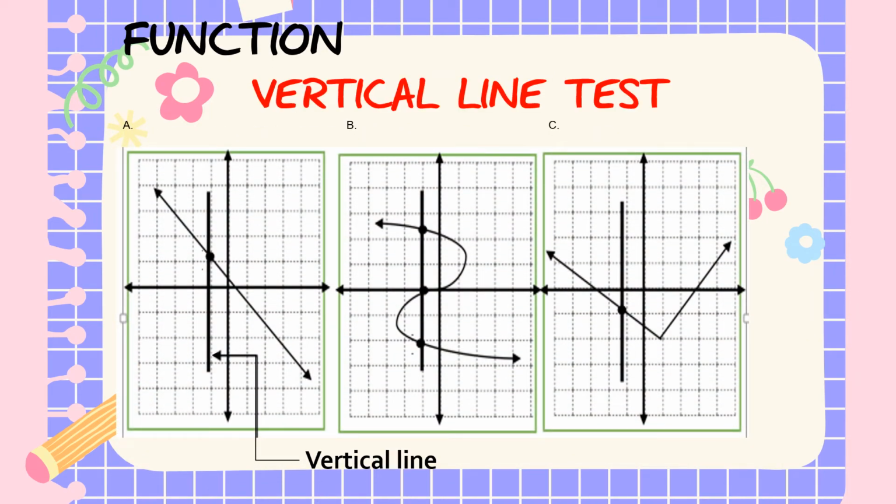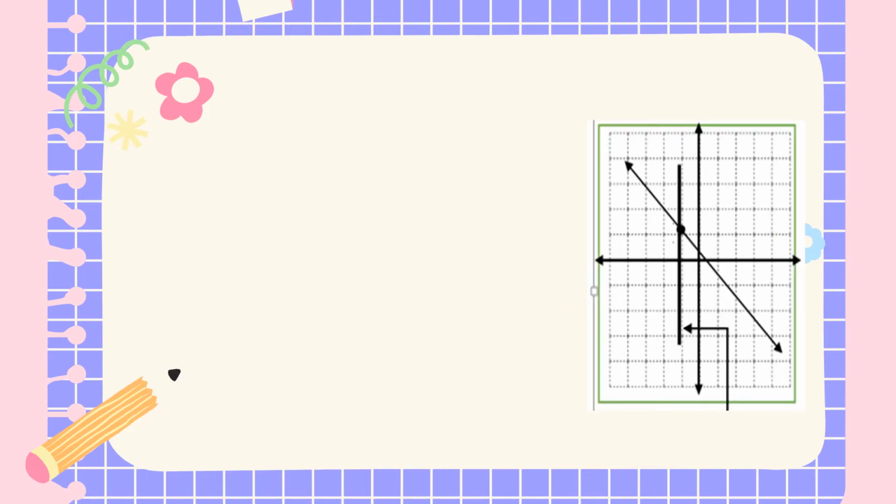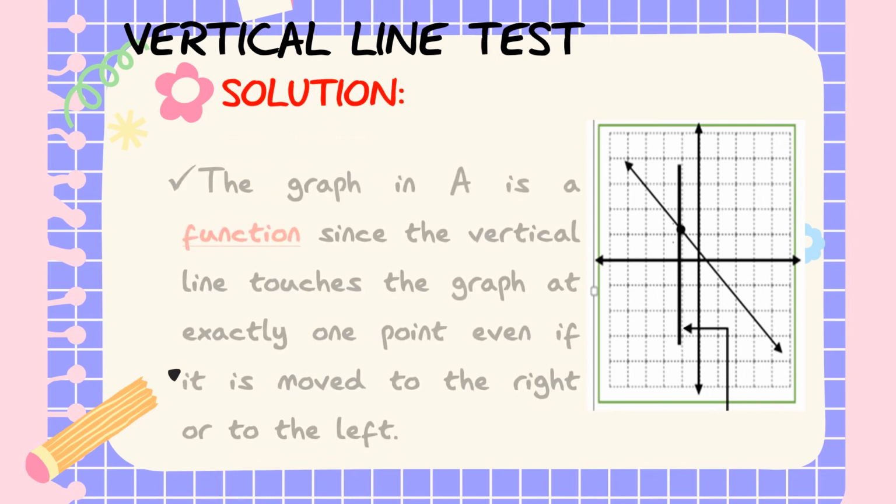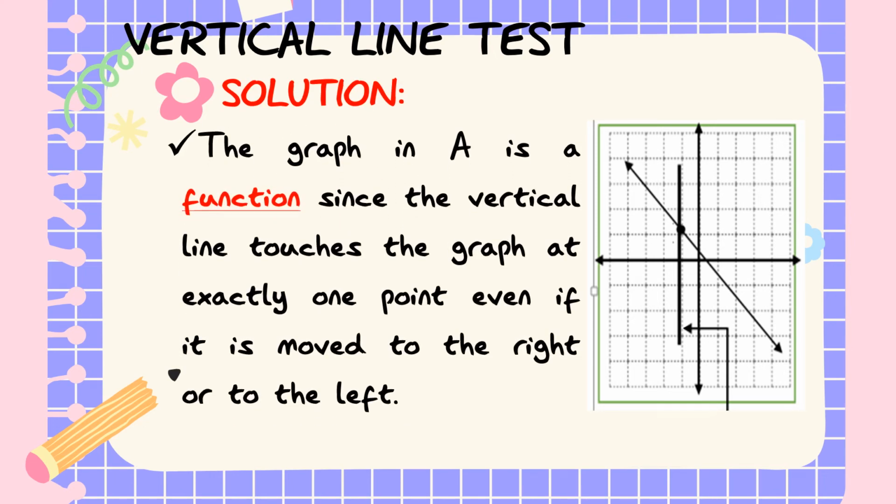Now we can also determine if the given graph is a function or not using what we call the vertical line test. There you can see the vertical line which is used to know if a given graph is a function or not. So in the first picture, the graph in A is a function since the vertical line touches the graph at exactly one point, even if it is moved to the right or to the left.